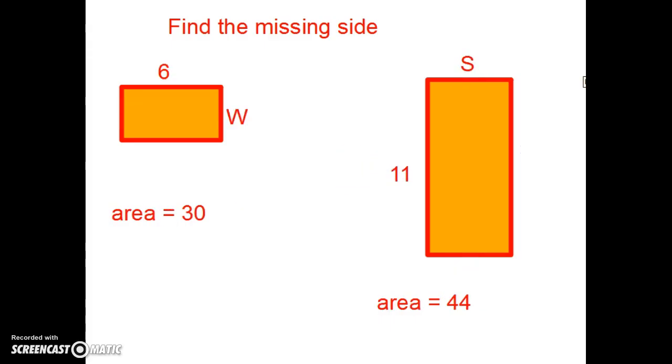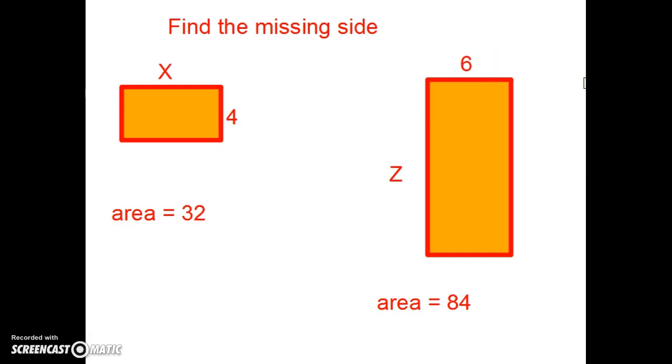Similar kind of problem, except now we have area instead of perimeter. And area of rectangles is equal to width times length, or length times width, whichever way you want to say it. So 6 times W equals 30. Well, that's pretty easy. It just means W has to be 5. Over here, area is 44, so 11 times S equals 44. 11 times what equals 44? It's got to be a 4.